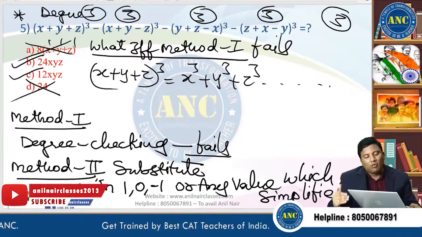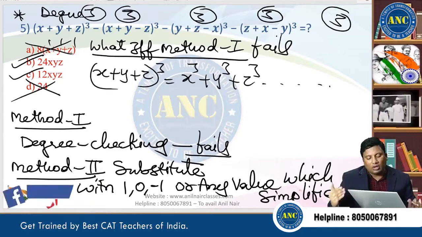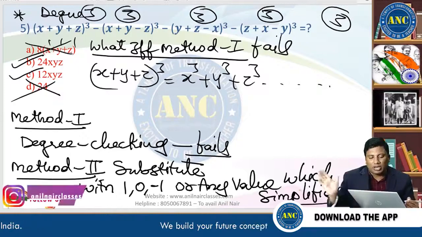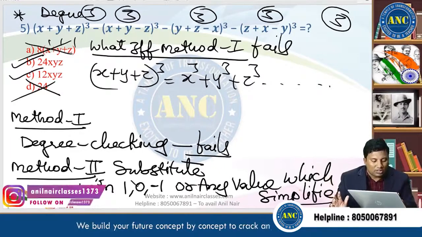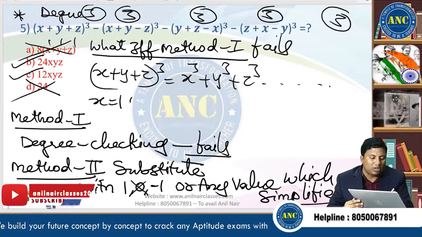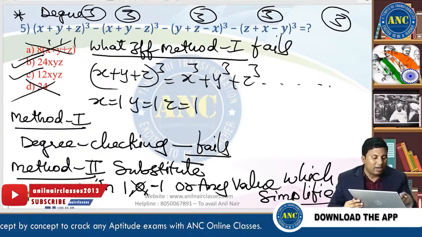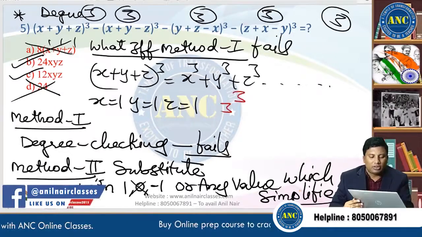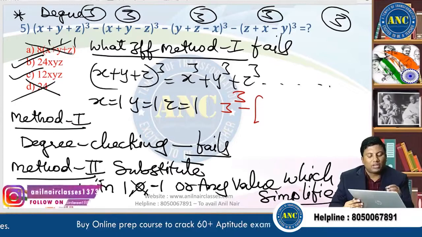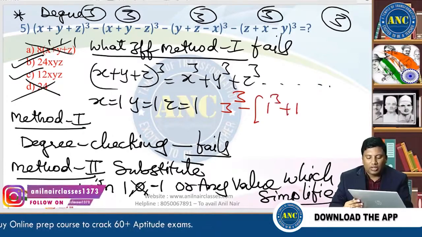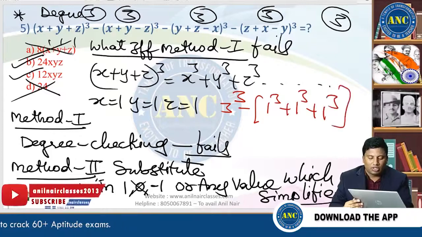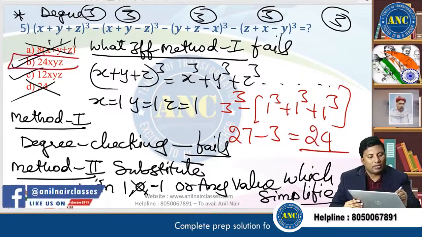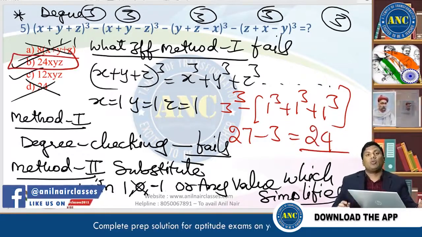So in method 2, what you will do is substitute 1, 0 or minus 1 or any value which simplifies the problem. 0 cannot be substituted. All will become 0, 0, 0, and all options will be satisfied. I will put x equal to 1, y equal to 1, z equal to 1. So this will become 3 cube minus of 1 cube plus 1 cube plus 1 cube. So this will become 27 minus 3, 24. The answer should be 24 if I substitute x, y, z as 1.